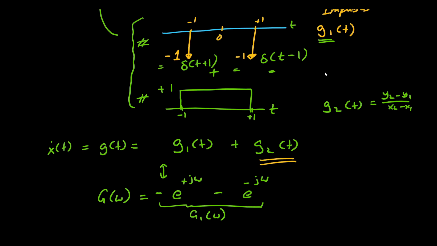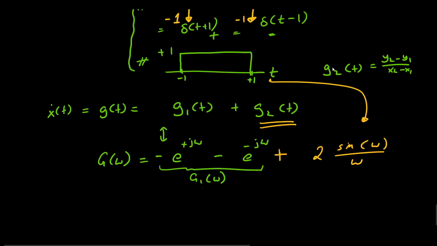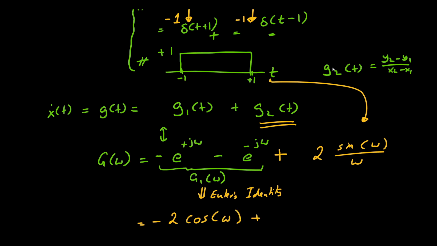Similarly, for g2 of omega, we can have a plus over here, and this function, the rectangular function, has a transform which is simply 2 sine of omega over omega. Now using Euler's identity, we can simplify this: multiplying by 2 and dividing by 2, 1 by 2 times e plus j theta plus e minus j theta is simply cos theta, so we have a -2 cos of omega plus 2 sine of omega by omega. So this is our g of omega.